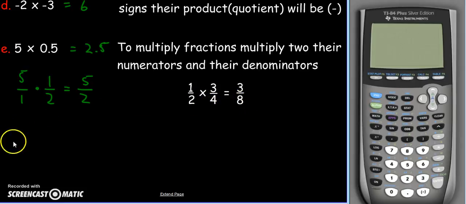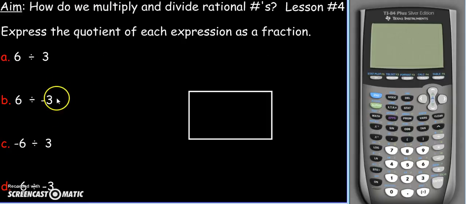Alright, so let's move on to division. We know 6 divided by 3 is 2. I'm purposely putting it over there for a reason. We're going to express our answer as a fraction again. So let's see if we see a connection here. 6 divided by 3 is the same thing as 6 over 3, which is 2 over 1. But what's the connection here? This seems to be a little odd.